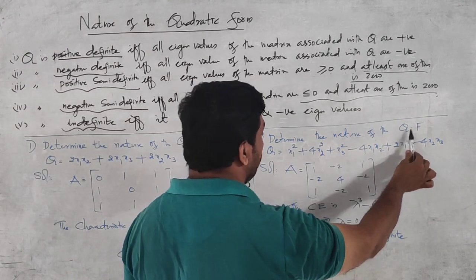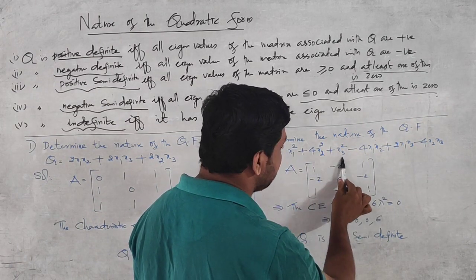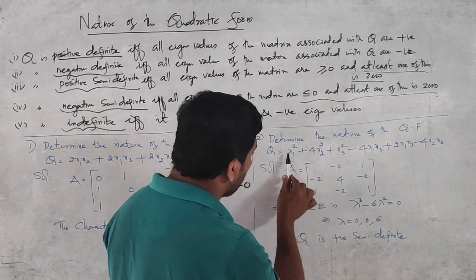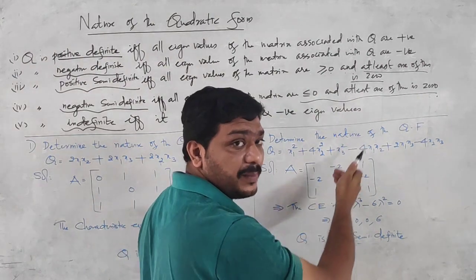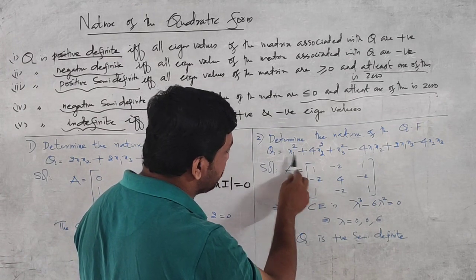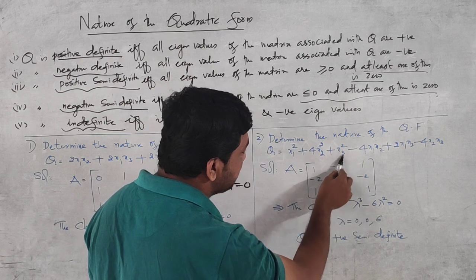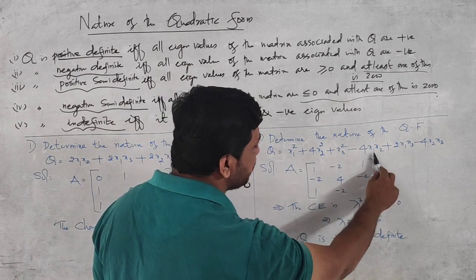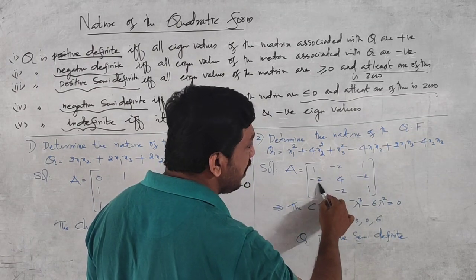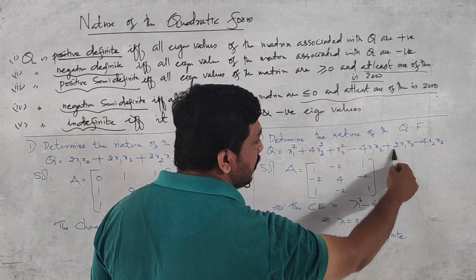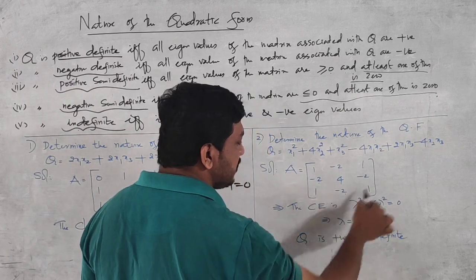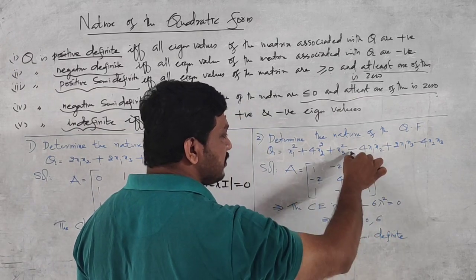Determine the nature of the quadratic form Q equal to x1 square plus 4x2 square plus x3 square minus 4x1 x2 plus 2x1 x3 minus 4x2 x3. First step: how do we write the matrix associated with this quadratic form? Take the coefficient of x1 square, which is 1, x2 square is 4, x3 square is 1. The x1 x2 coefficient is minus 4, so take the half, it is minus 2, and put minus 2 and minus 2 here. For x1 x3 the coefficient is 2, so place 1 and 1. For x2 x3 it is minus 4, so place minus 2 and minus 2. So this is the matrix associated with this quadratic form.